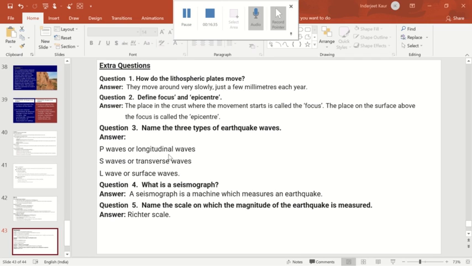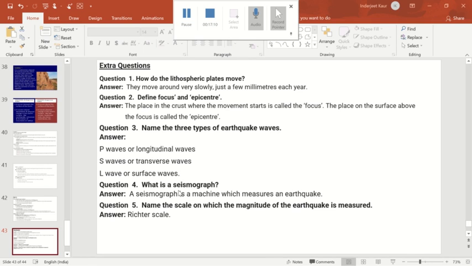Next question, name the 3 types of earthquake waves. We have 3 types of earthquake waves: P waves, S waves and L waves. P waves are the longitudinal waves. These waves travel in a longitudinal plane. S waves are the transverse waves. These waves travel in a transverse position. L waves are the surface waves. These waves travel on the surface of the earth.